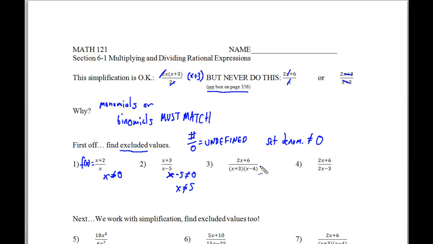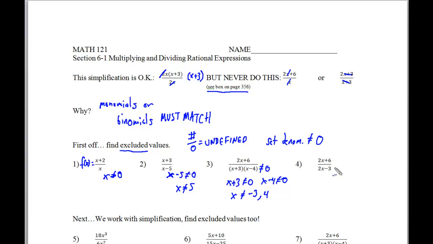In factored form, things are kind of nice because I can take my x plus 3 and set that not equal to 0. I can also take my x minus 4 and set that not equal to 0 and get my two excluded values this way, negative 3 and positive 4. These are the two values that if I plug in for my denominator, will give me 0, which is an undefined answer. The numerator is completely superfluous here. We don't actually look at that for our undefined answers.